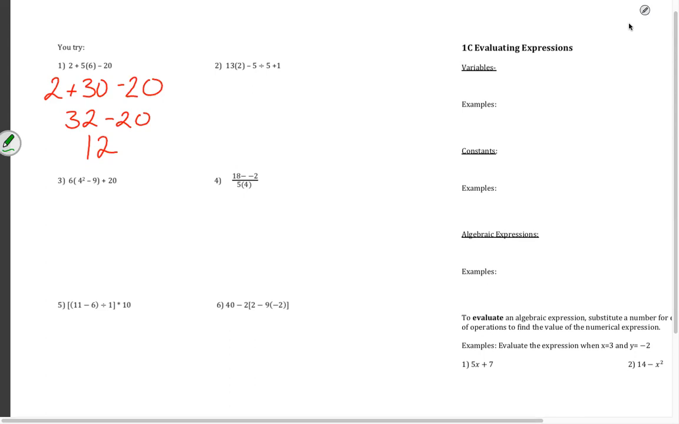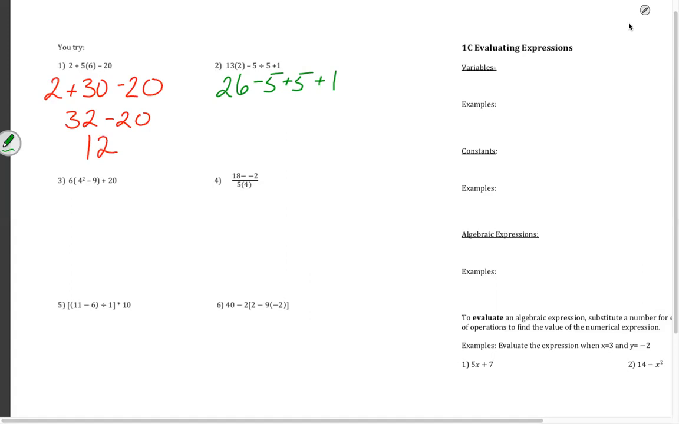Sean, you in here, buddy? Mackenzie, are you in here? Can you hear me? Yeah. What'd you get for number two? 26. Okay, 26. So you did what first? I multiplied 13 and 2. And you got? 26. And then what? And then I divided negative 5 and 5.